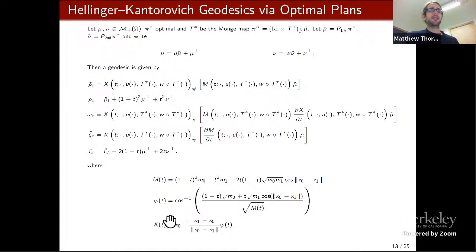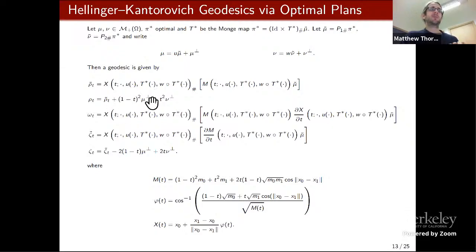So it's just an interpolation. If we're moving from x0 to x1, we move in a straight line, but we don't move at constant speed. The speed itself depends on some phi, which is given in this form here. Likewise, the mass along the transport is essentially quadratic. We're moving mass m0 at x0 to mass m1 at x1, and then it's of this form here.